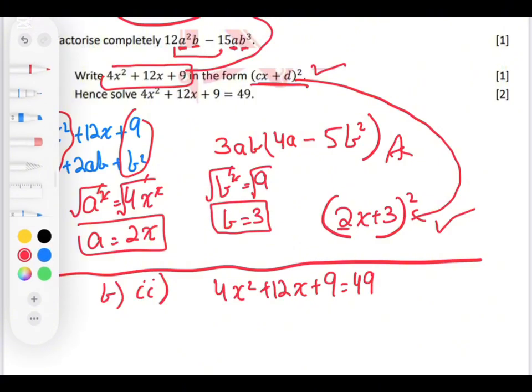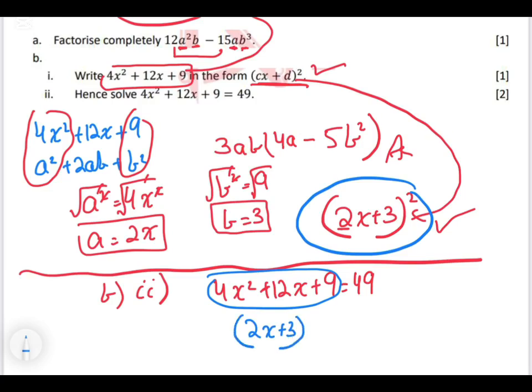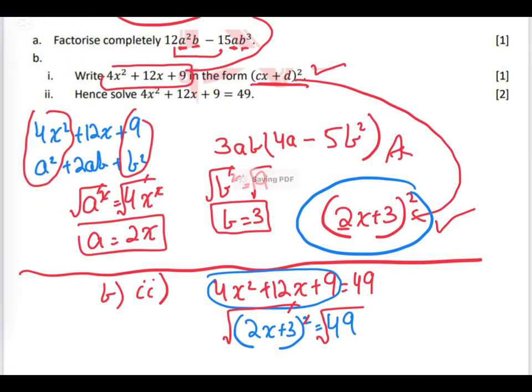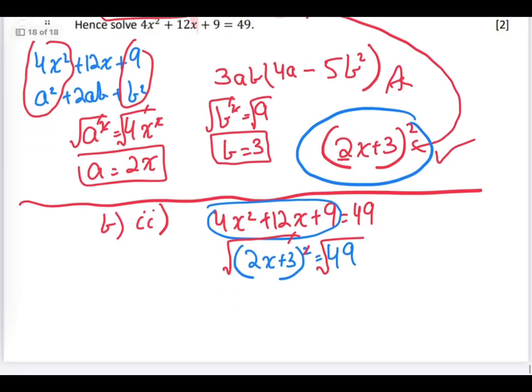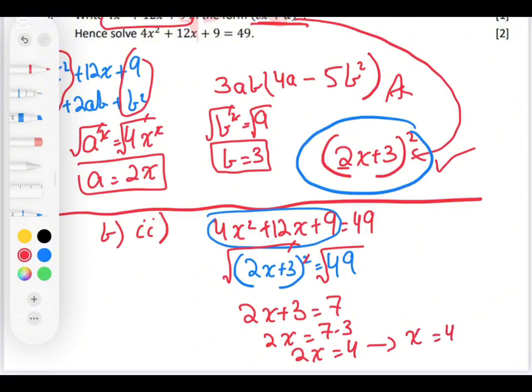So how can I find the value of x? In the previous part I already solved this expression, and it is equal to this. So I will write (2x plus 3) whole squared is equal to 49. Now I have to find the value of x, so I will apply square root on both sides. This will cancel out, and 49 is the square of 7. So 2x plus 3 equals 7. 3 goes to the other side and it becomes 4. 2x equals 4. Dividing 4 by 2, the final answer will be 2. That's it.